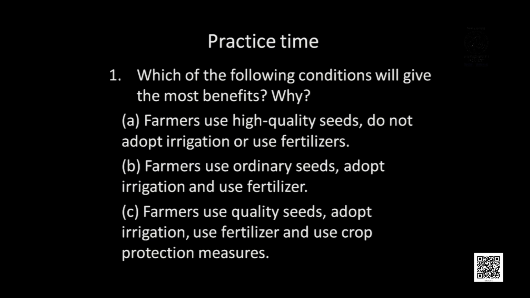Option A is farmers use high quality seeds, do not adopt irrigation or use fertilizers. Second option is farmers use ordinary seeds, adopt irrigation and use fertilizers. And third option is farmers use quality seeds, adopt irrigation, use fertilizers and use crop protection measures. Now it is clear that option C is correct.